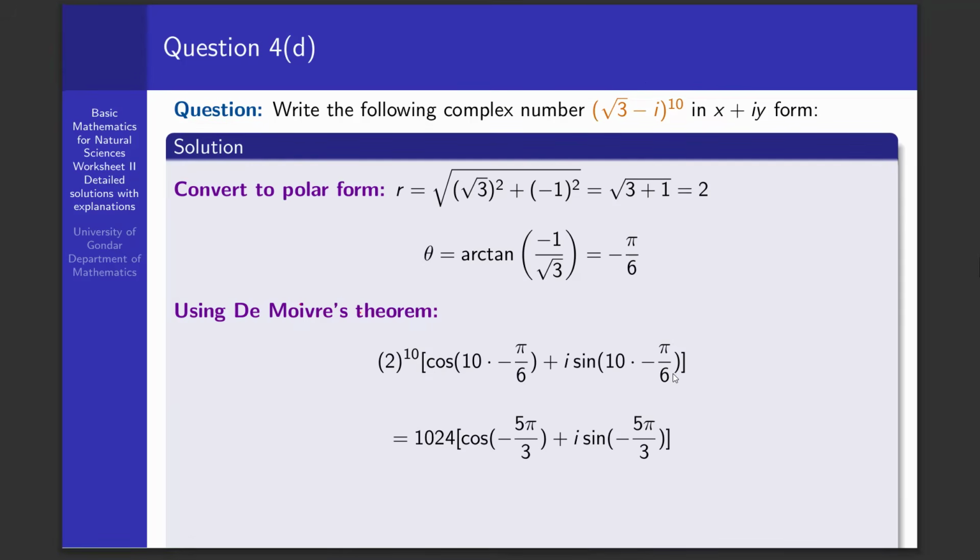When we further simplify, 2 to the power of 10 is 1024. Then cosine of the product of these two, that is negative 5 pi over 3, plus i times sine of negative 5 pi over 3. Therefore, this is the standard form of this. So in order to determine x here, x means 1024 multiplied by cosine of pi over 3, and y, the imaginary part, is 1024 multiplied by sine of pi over 3.